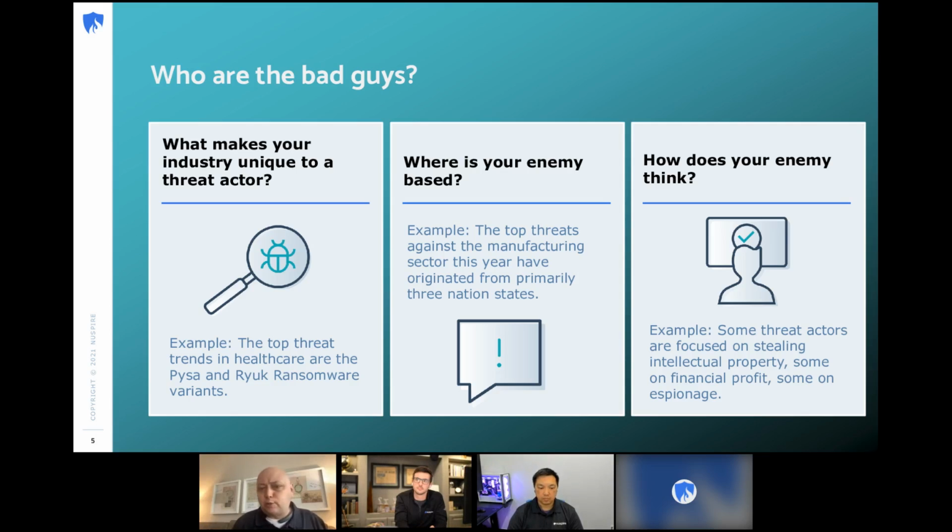So conducting threat models that take into account, why are you interesting to the enemy? What would they care about? Where's their home? Where are they based out of? The top threats against the manufacturing sector this year have primarily originated from 3 nation states. So as an example, understanding where they're from can also help inform what we're going to do about it with our defensive posture later on. And finally, how do they think? What are they interested in? What motivates them?